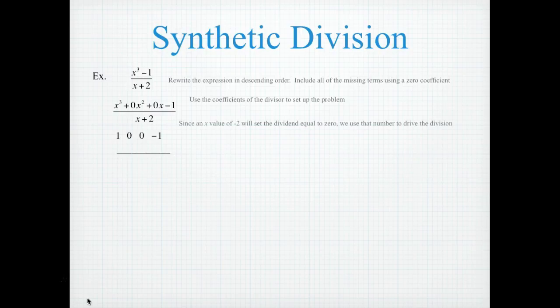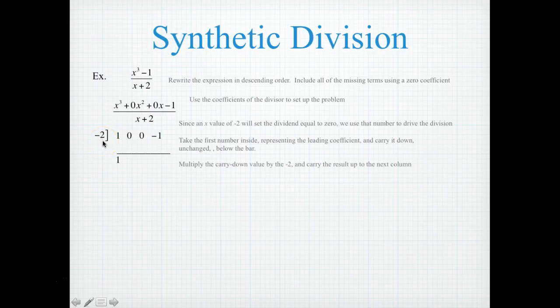Since an x value of negative 2 will set the divisor equal to 0, we're going to use that negative 2 to drive the division. So we put negative 2 up in the top left. Now we take the first number inside that represents the leading coefficient, in this case the 1, and we carry it down unchanged below the bar. Any number that's listed below the bar gets multiplied by -2. So 1 times -2 is -2, and we place that in the next column over, right here.